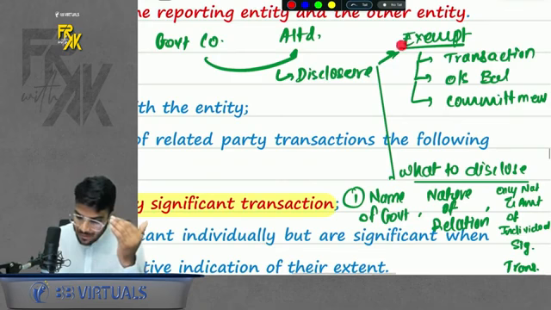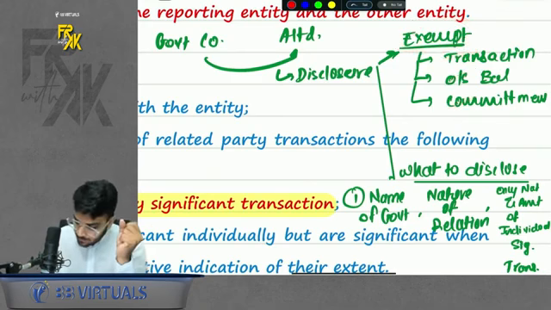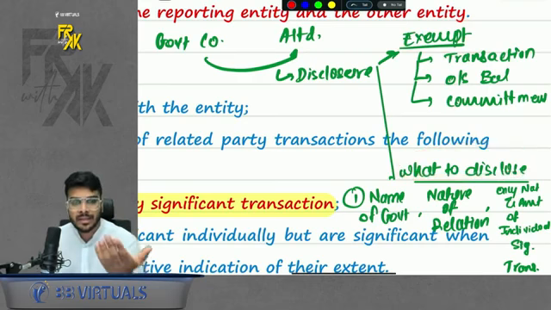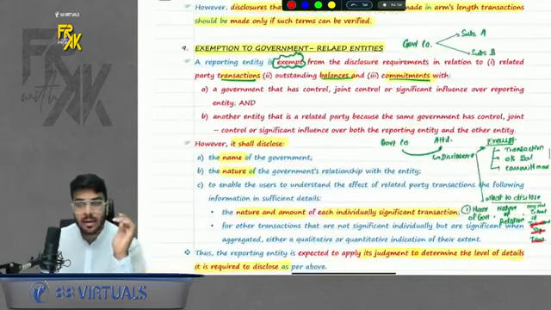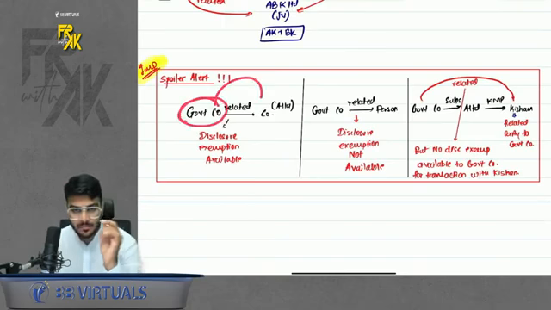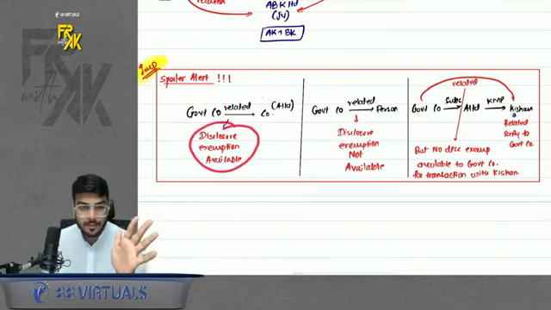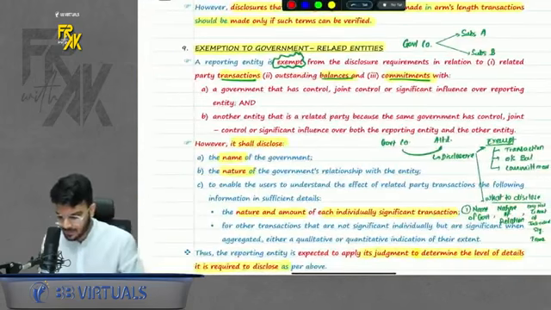So again, it is exempt from what? Transaction, outstanding balance, commitment. And not exempt from what? Name of the government, nature of relationship and individually significant transactions. Do remember. Now there is one more spoiler here. If a government company is related to a company, disclosure exemption is available. Three things you may opt not to disclose: transaction, balance and commitment.